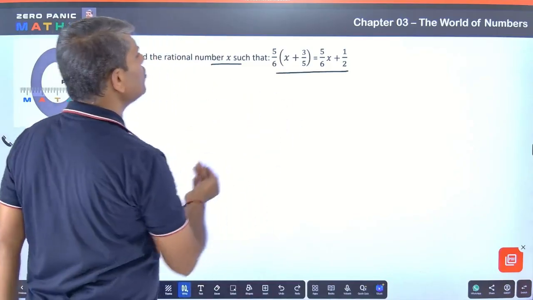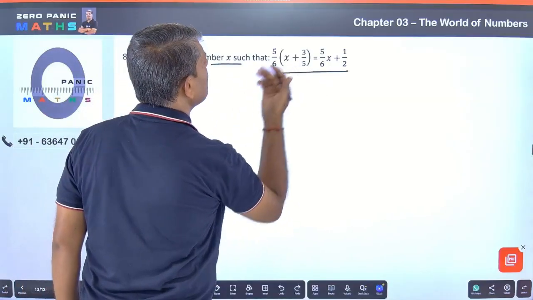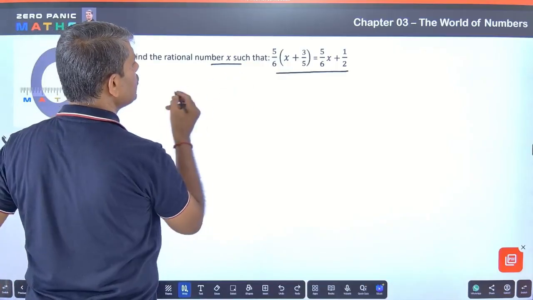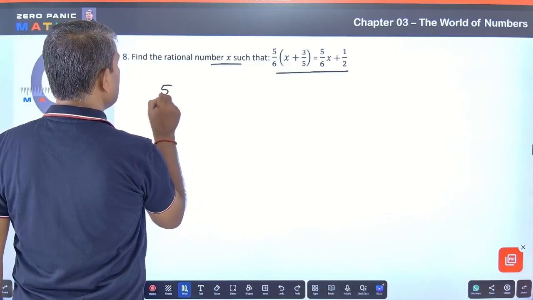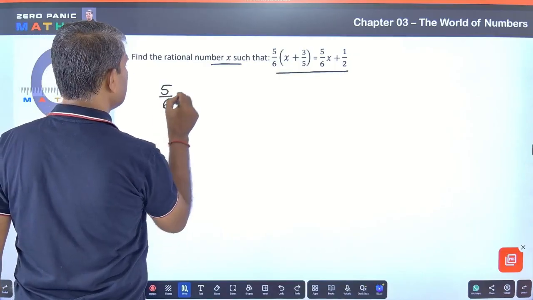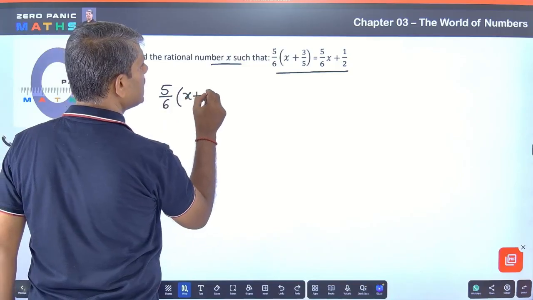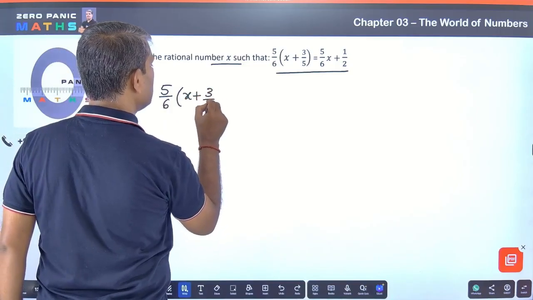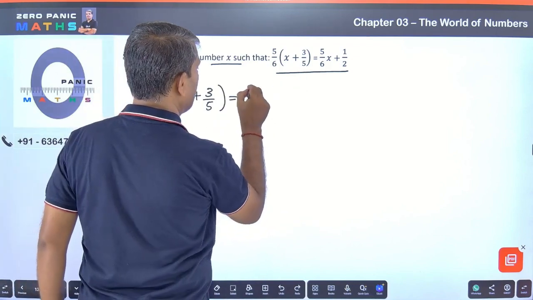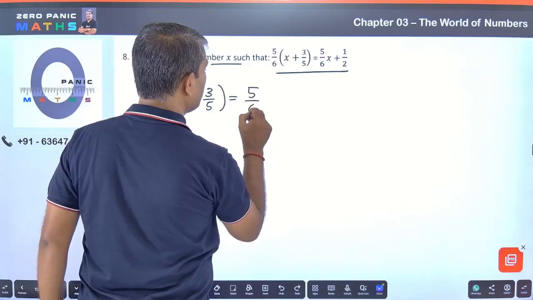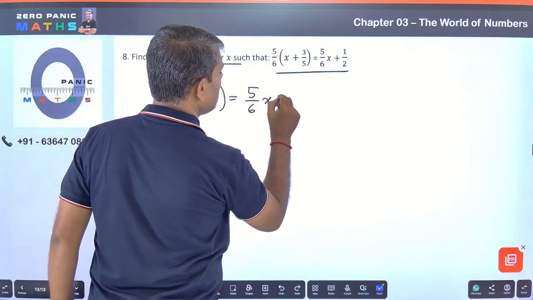Okay, let us do that here, and let us see what value we can get. It is the distributive law only. Okay, now let us simplify the left hand side. 5 by 6 x plus 3 by 5, as I already told, is already equal to the right side part, that is 5 by 6 x plus half.